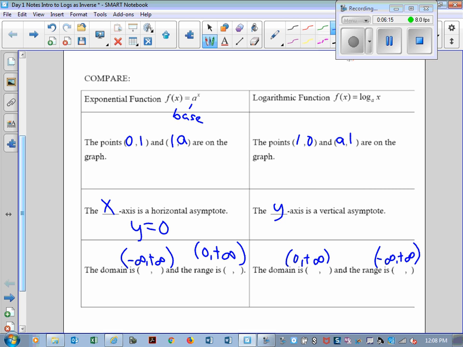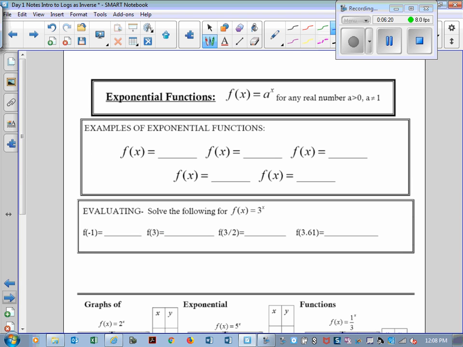All right. Let's get a little more understanding here. We're just going to make some up. Let's put down our 2 to the x, which is what we're going to be using as our parent function.